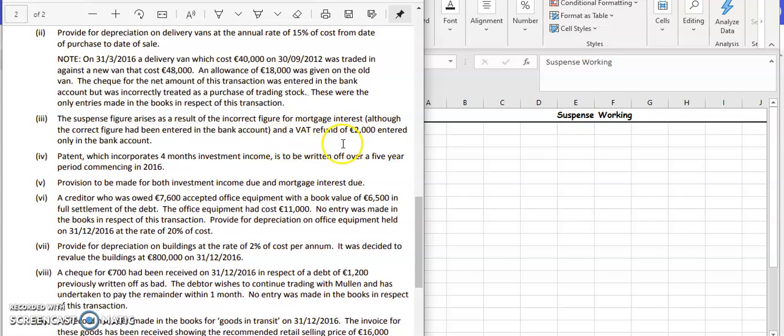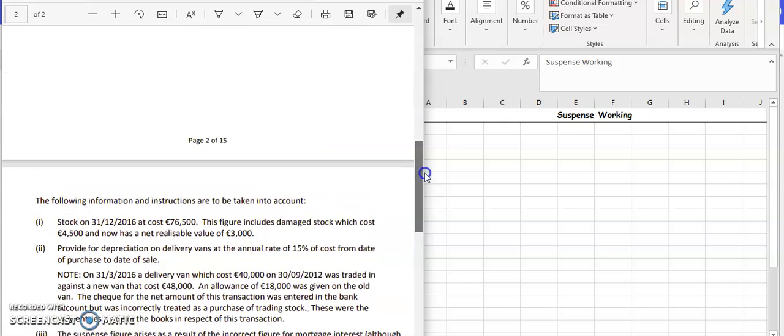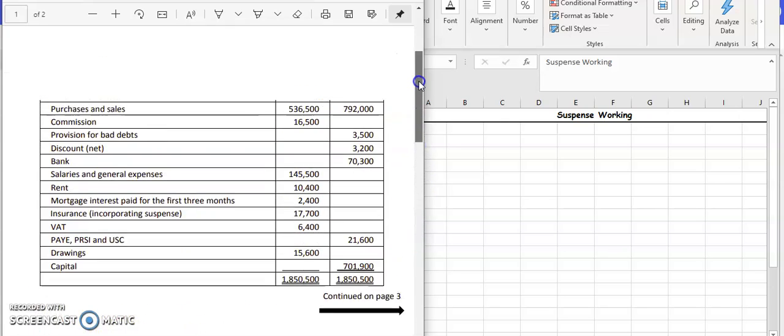And it's telling us that a VAT refund of 2,000 entered only in the bank account. So we got the VAT of 2,000, we put it into the bank account, but we didn't reduce our VAT account. So first thing we're going to do is have a look at the mortgage. So it's telling us that we have an incorrect mortgage interest. We're going to find out how much did we pay for mortgage interest.